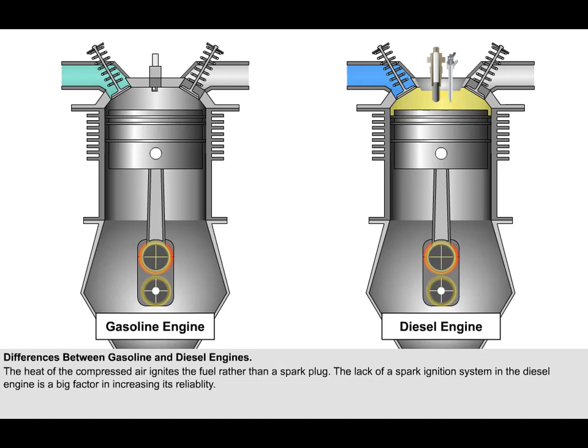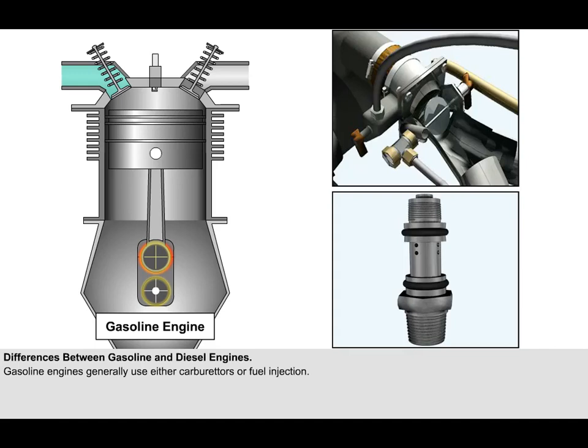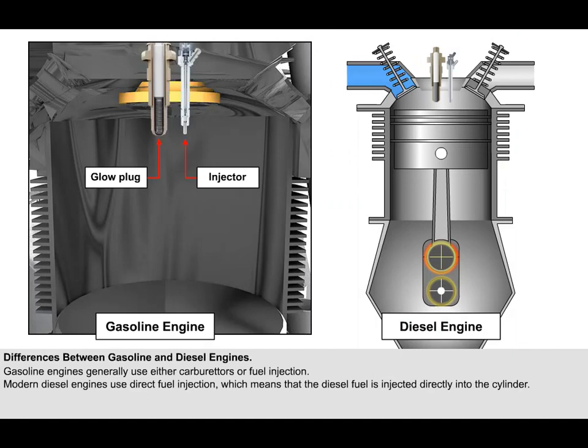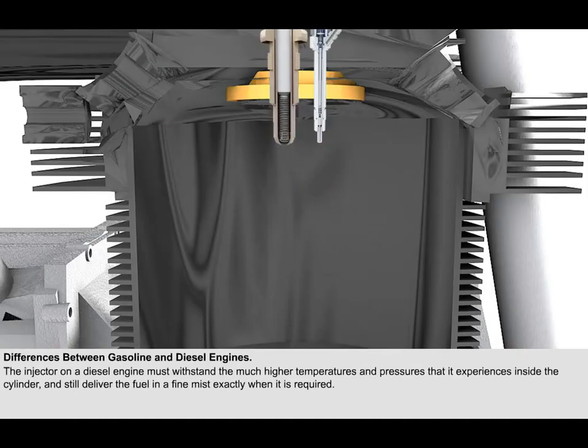Gasoline engines generally use either carburetors, in which the air and fuel is mixed long before the air enters the cylinder, or fuel injection, in which the fuel is injected into the inlet port of each cylinder just prior to the induction stroke. Modern diesel engines, especially those used to power aircraft, use direct fuel injection, which means that the diesel fuel is injected directly into the cylinder. The injector on a diesel engine has to be able to withstand the much higher temperatures and pressures that it experiences inside the cylinder, and yet still deliver the fuel in a fine mist exactly when it's required.